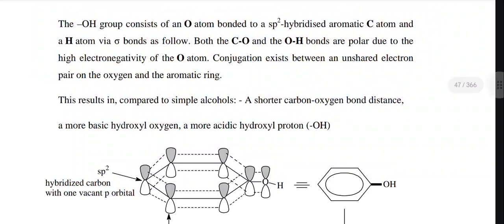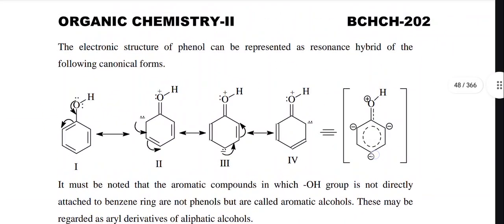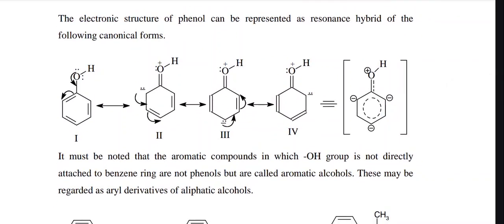The OH group consists of an oxygen atom bonded to an sp3 hybridized aromatic carbon and an H atom via sigma bonds, as follows. Both carbon-oxygen and oxygen-hydrogen bonds are polar due to the high electronegativity of oxygen. Conjugation exists between an unshared electron pair of oxygen and the aromatic ring. This results, in comparison with simple alcohols, in a shorter carbon-oxygen bond distance, a more basic hydroxyl group, and a more acidic hydroxyl proton. The electronic structure of phenol can be represented by a resonance hybrid of the following canonical forms.